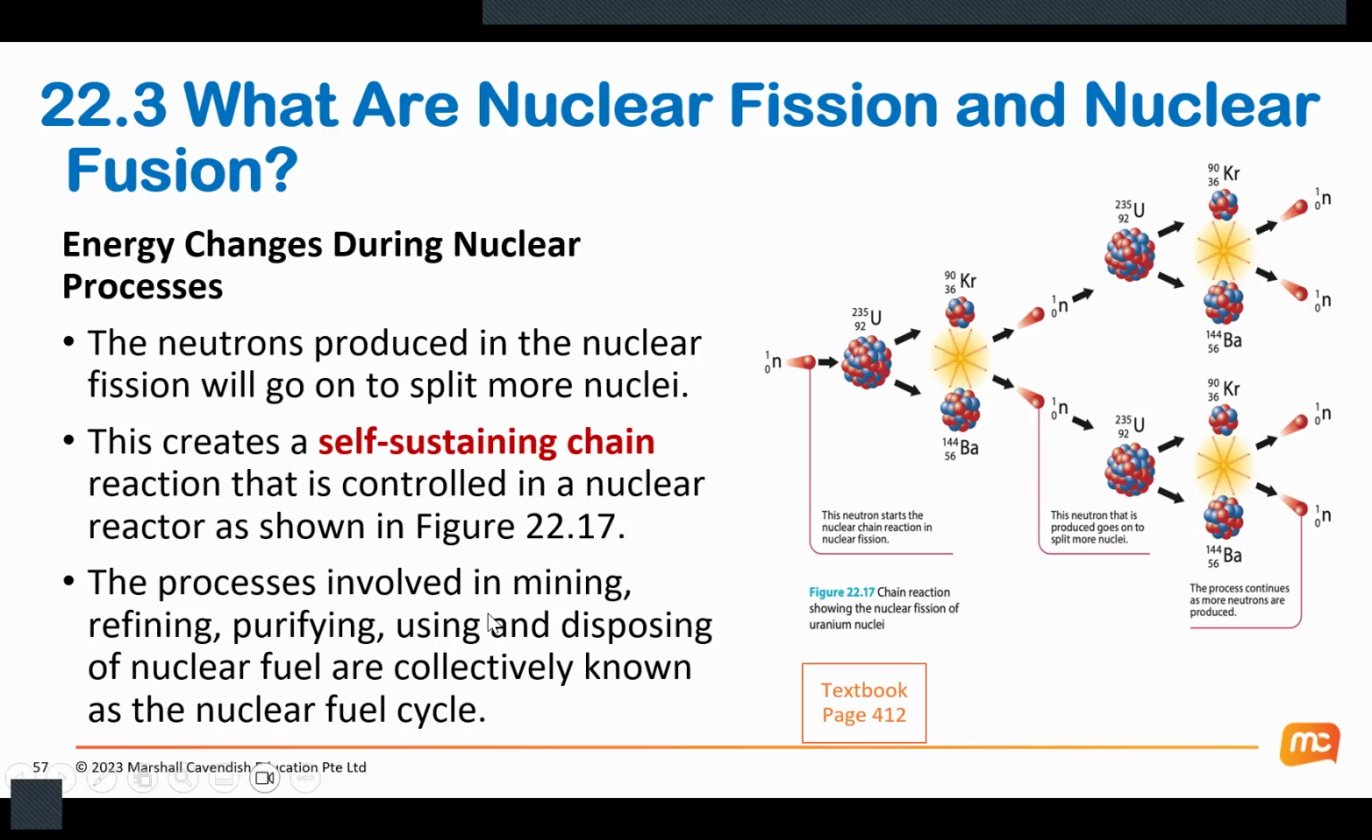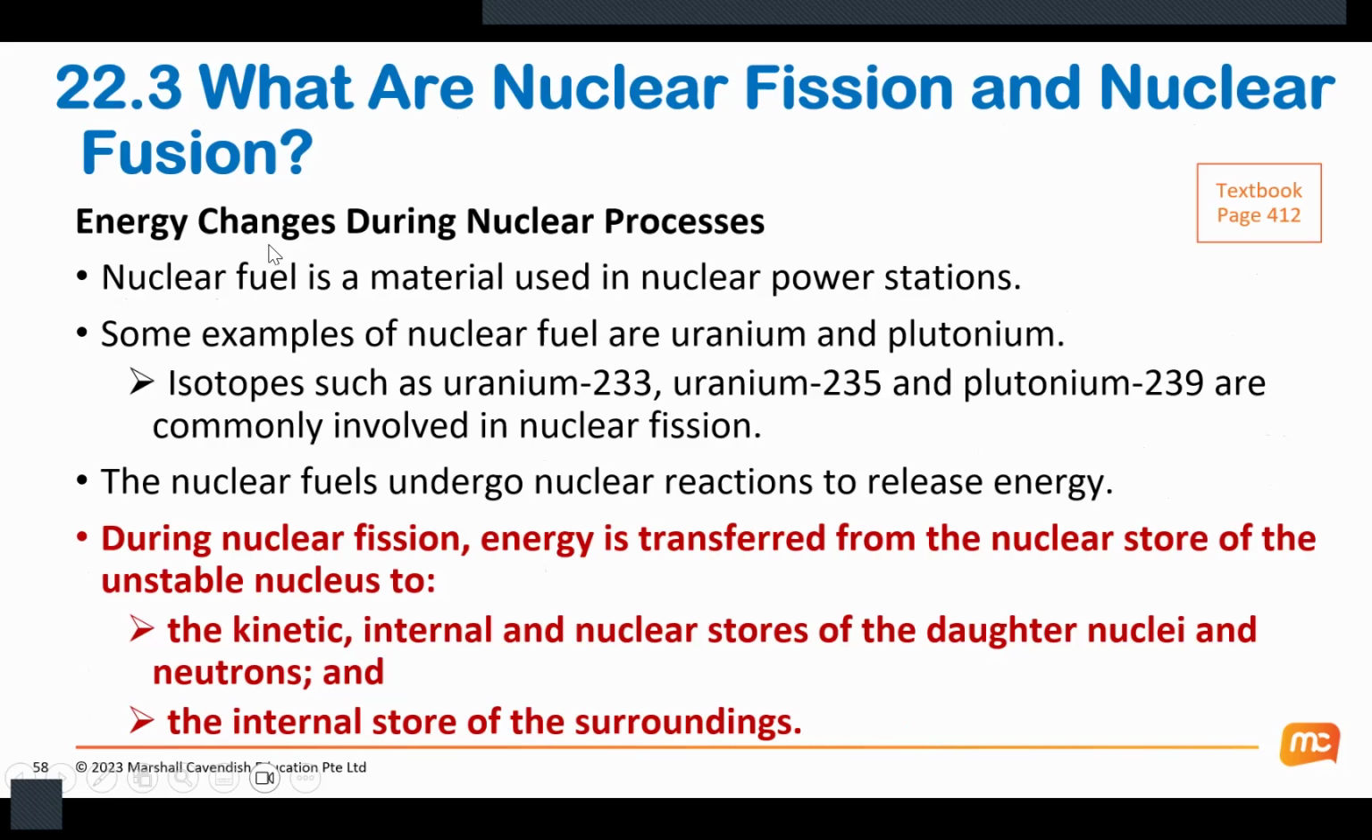So it's called the nuclear fuel cycle. It's a self-sustaining chain. Nothing needs to be done. Okay, so what happens to the energy changes during nuclear fuel?